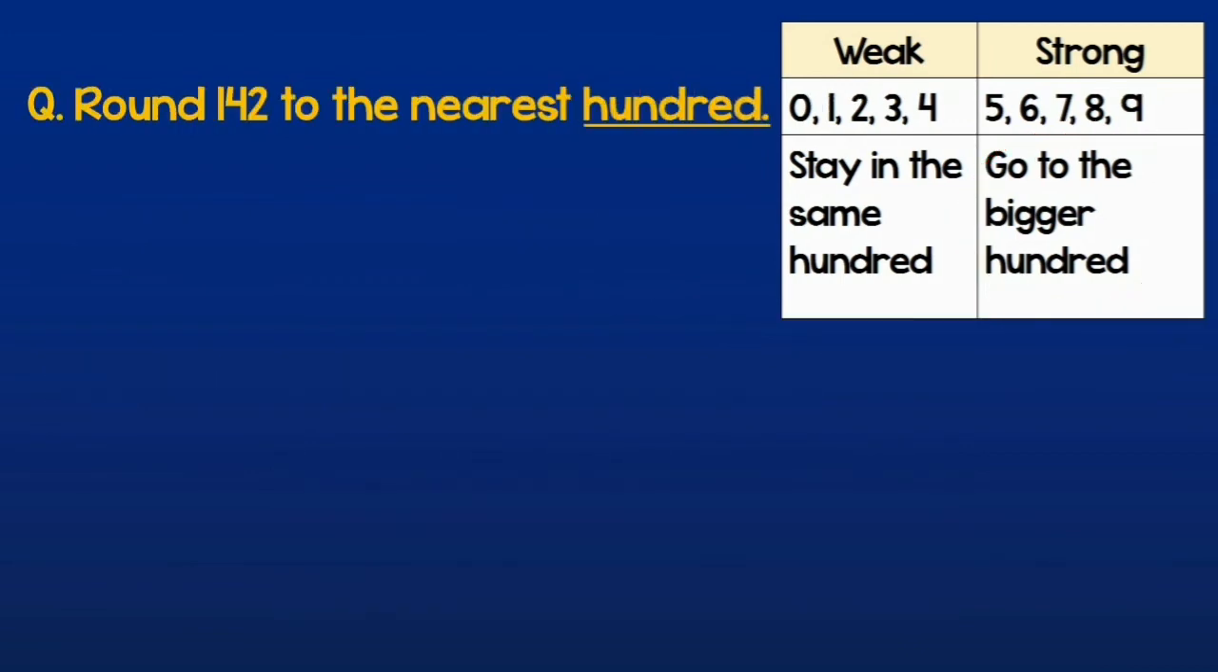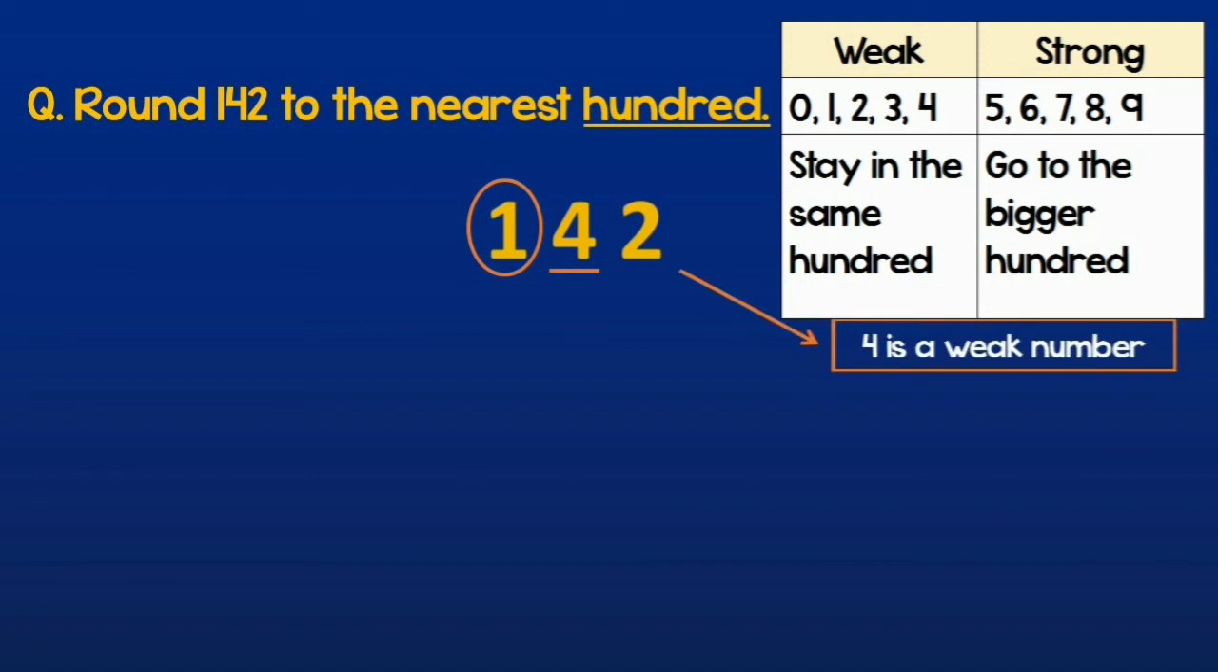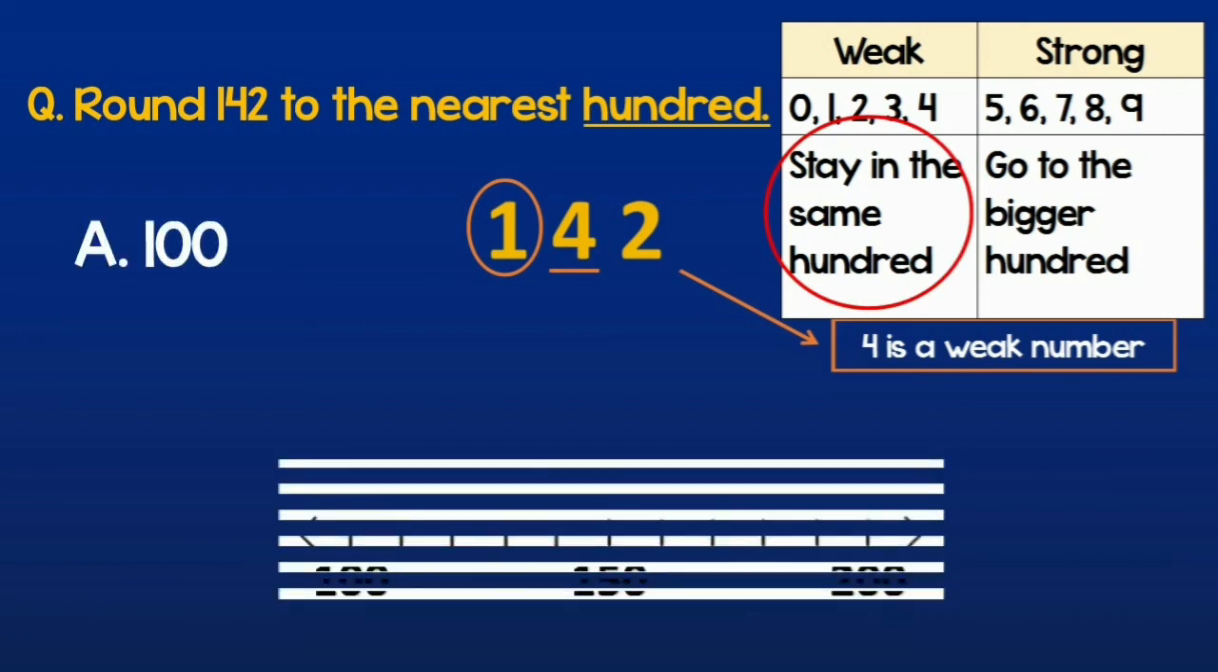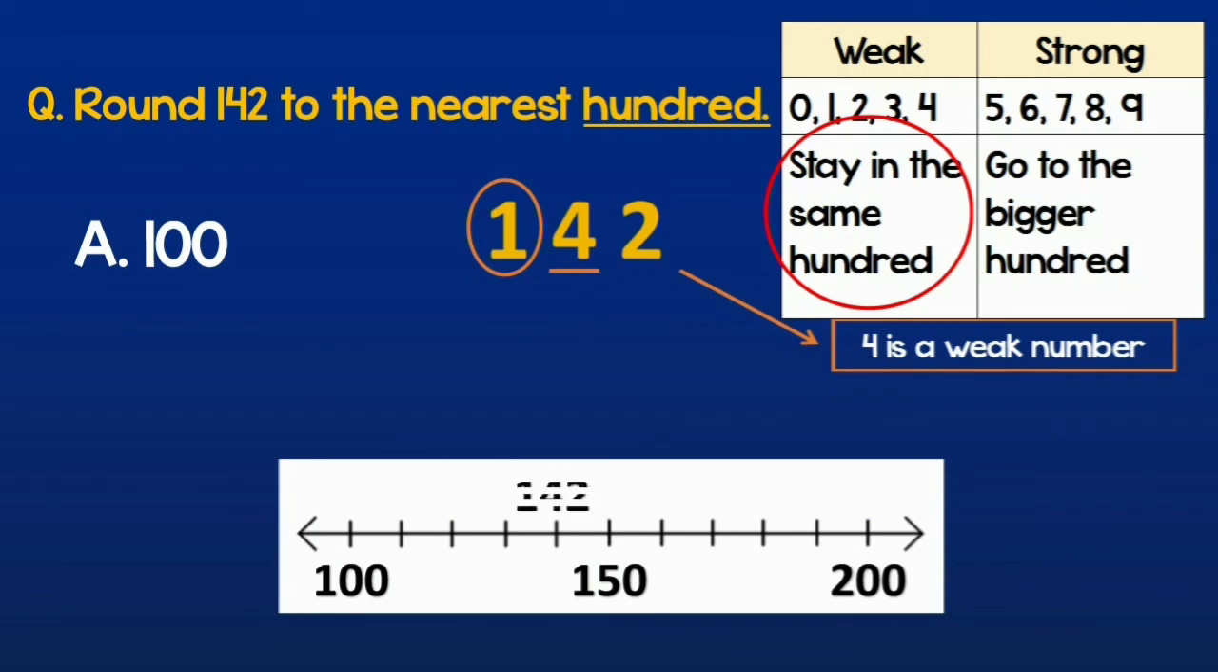Round 142 to the nearest 100. Here's 142. Same steps. Step number 1, circle the 100. Step number 2, underline what is after it. Step number 3, decide if 4 is strong or weak. It is weak. So this means that I will stay in the same 100. So my answer will be 100. Check on the number line. 142 is nearer to 100 than 200.